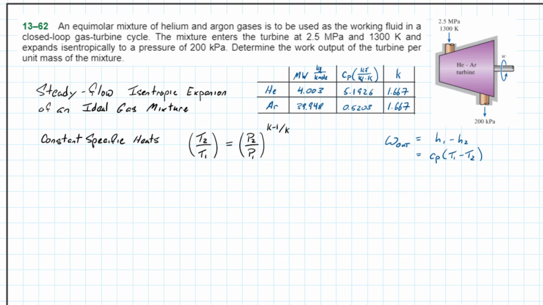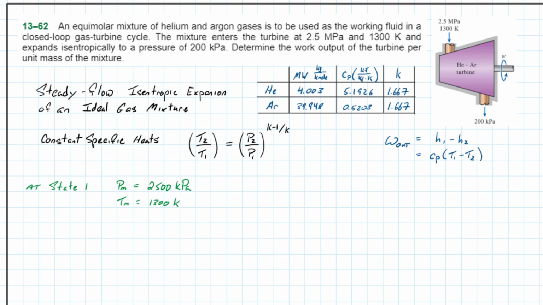All right, so the first thing we want to do is write down some of our other known information over here. We are given at state 1 both the pressure and the temperature of the mixture of gases as they enter the turbine. So the mixture pressure is 2,500 kilopascals. They give it in megapascals, but since we're going to require a ratio of pressures, I'll convert it directly to kilopascals. And the temperature of the mixture is 1,300 Kelvin.